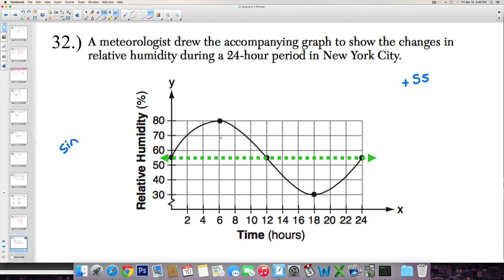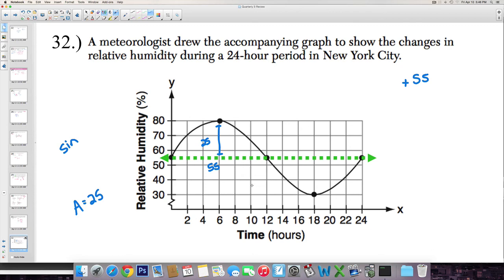Let's figure out the amplitude next. So from the midline, which is 55, to the highest or the lowest point, we want to know how many units that is. So from here to here. So 55 to 80 is 25 units. So the amplitude is 25. So A equals 25. The last thing we want to know is our frequency.